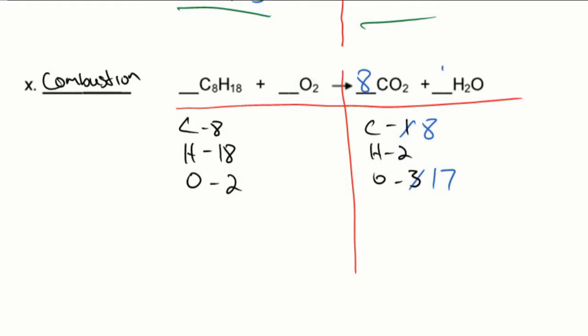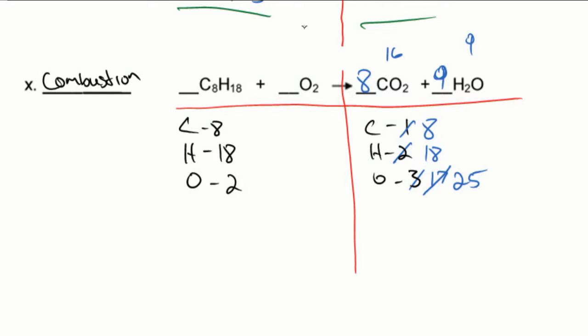Hydrogens, I have 18, so I can put a 9 in here. That's going to give me 18. Oxygens, I have 2 groups of 8 is 16, and I have another 9. So that gives me 16 and 9 is 25. And there's no number I can put here to give me 25 oxygens. 25 times 2 is 50. It just simply won't work at this rate.